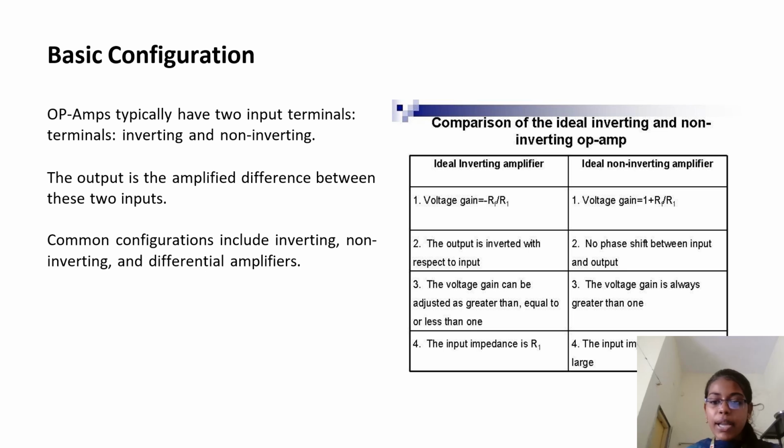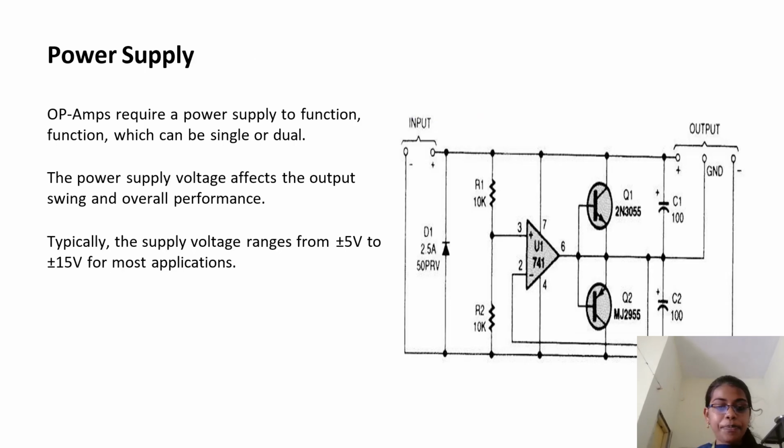Voltage gain in the inverting amplifier is RF by R1. Voltage gain in the non-inverting amplifier equals 1 plus R1 by R2. In the ideal inverting amplifier, the output is inverted with respect to the input. In the non-inverting amplifier, there is no phase shift between input and output. In the inverting amplifier, the voltage gain can be adjusted to be greater than, equal to, or less than 1. In the non-inverting amplifier, the voltage gain is always greater than 1. In the inverting amplifier, the input impedance is R1. In the non-inverting amplifier, the input impedance is larger.